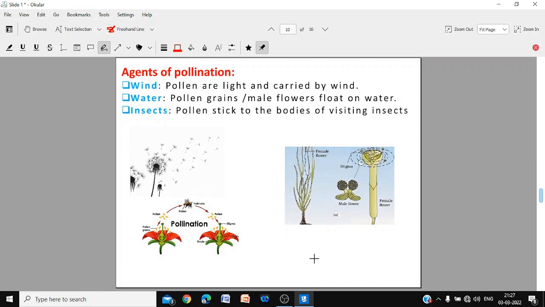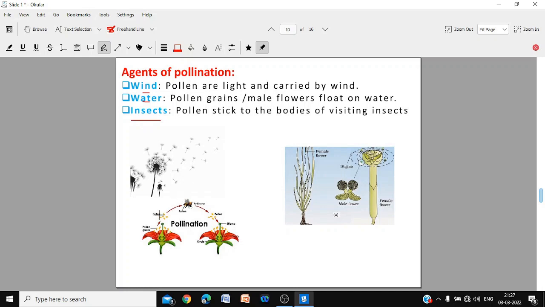Agents of pollination. How do pollen grains travel from the anther to the stigma? Wind, water, insects. Here we have the wind pollination. The pollen grains floating on or carried by the wind. They are floating on air and they will be carried by the wind.